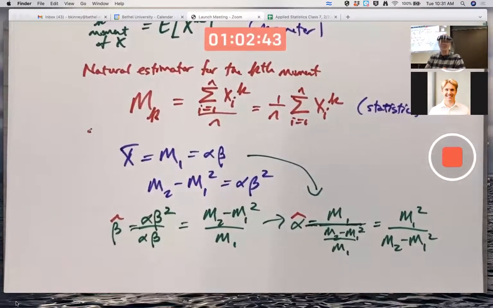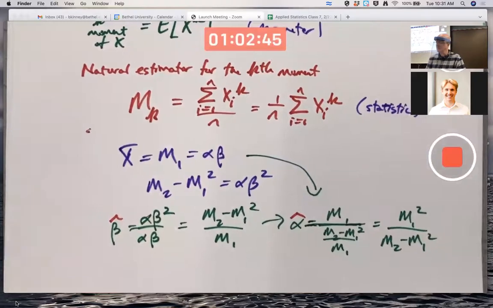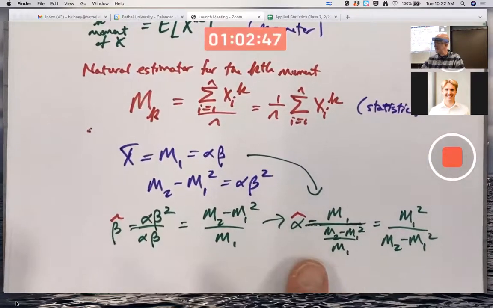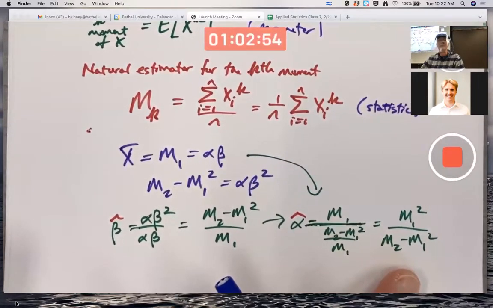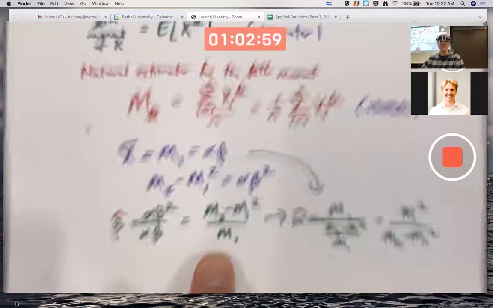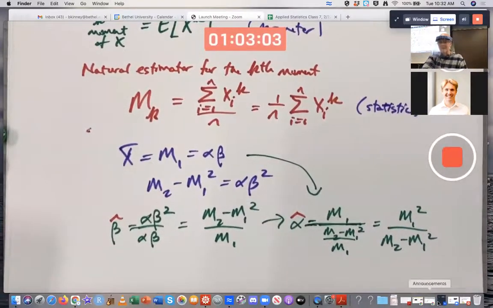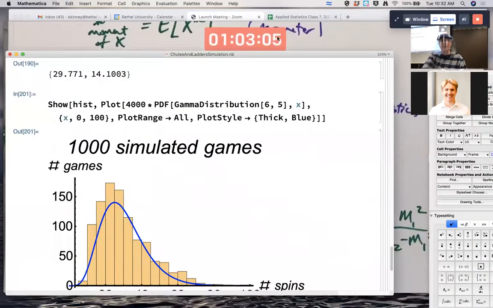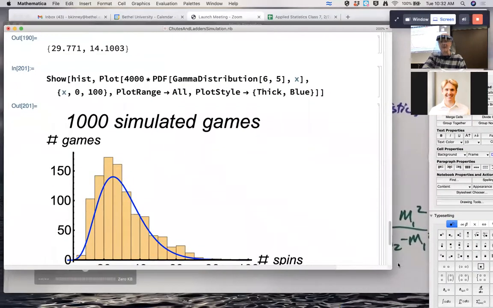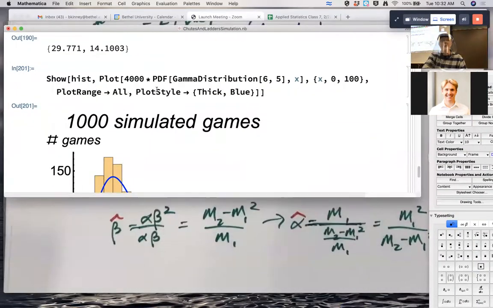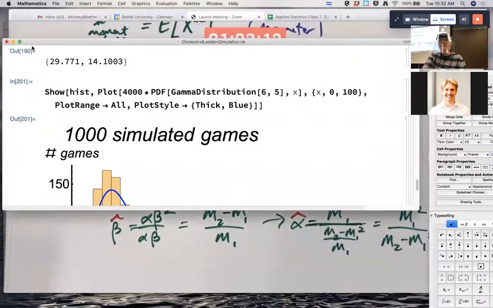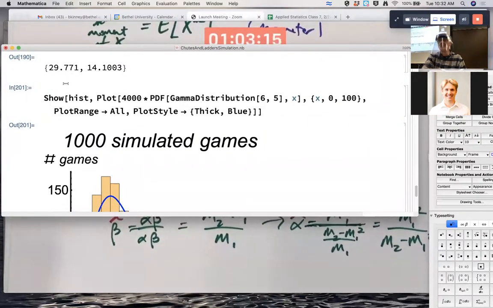Let's apply this now to the chutes and ladders. So you've got it written down. Alpha hat is m1 squared divided by m2 minus m1 squared. And again, m1 could get replaced by x bar. It'd be the same formula. And beta hat is m2 minus m1 squared, all divided by m1. Have that written down because now I'm going to the computer. Let's calculate their observed values based on these data, right? We do want to ultimately apply the statistical theory. So we ultimately do want numbers.